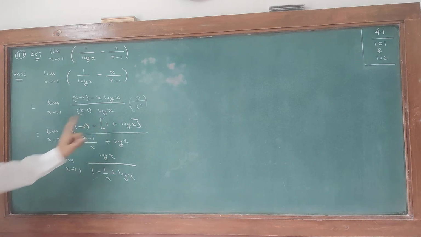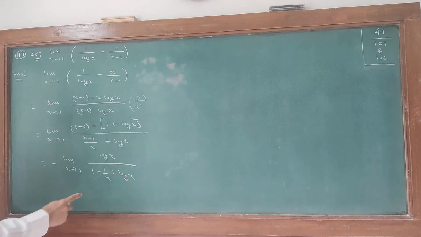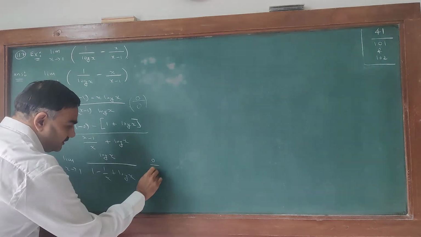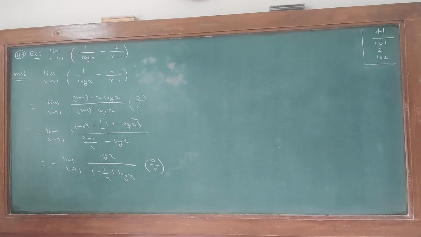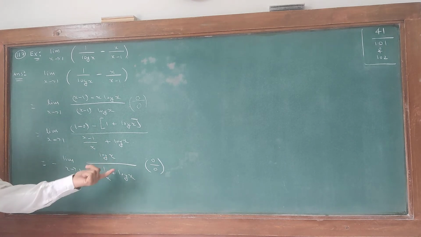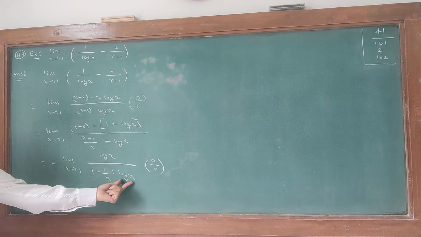1 minus 1 is 0, and the minus sign goes with log x, and we have taken the minus sign outside of this bracket. So it is x upon x is 1, 1 upon x is that log x. Now if we put x equal to 1 again, it will be 0 upon 0. Log 1 is 0, 1 minus 1 upon 1 is 1 minus 1, which is 0.